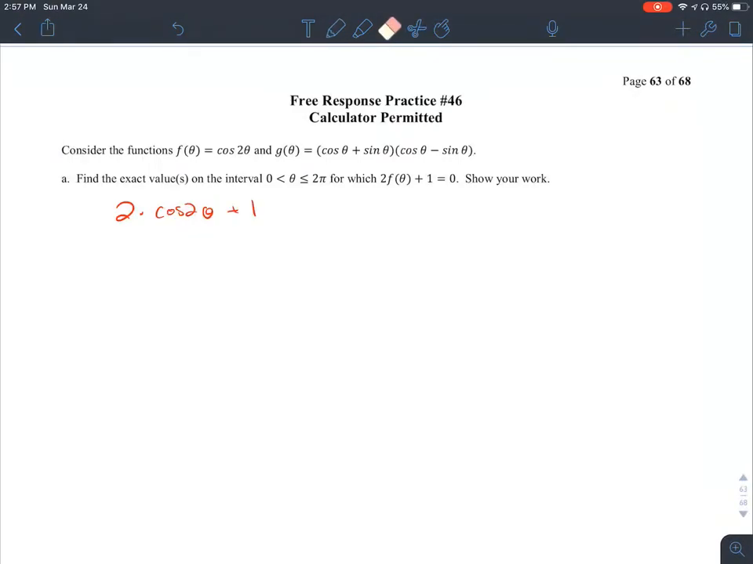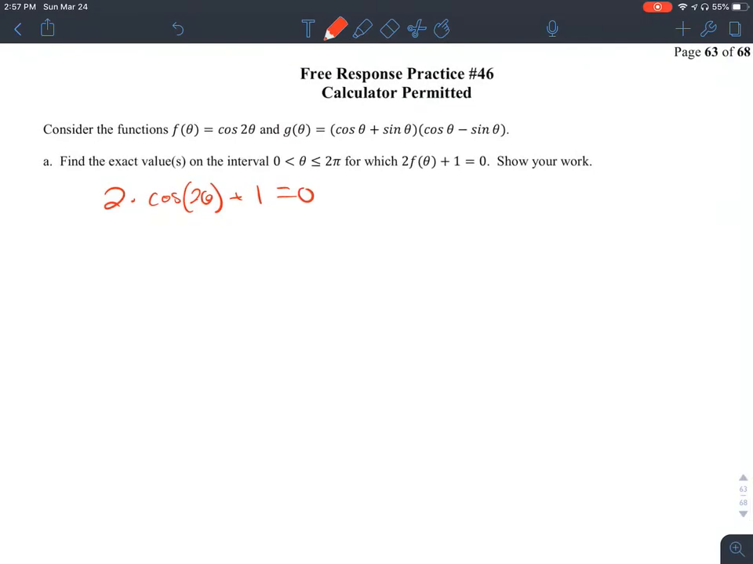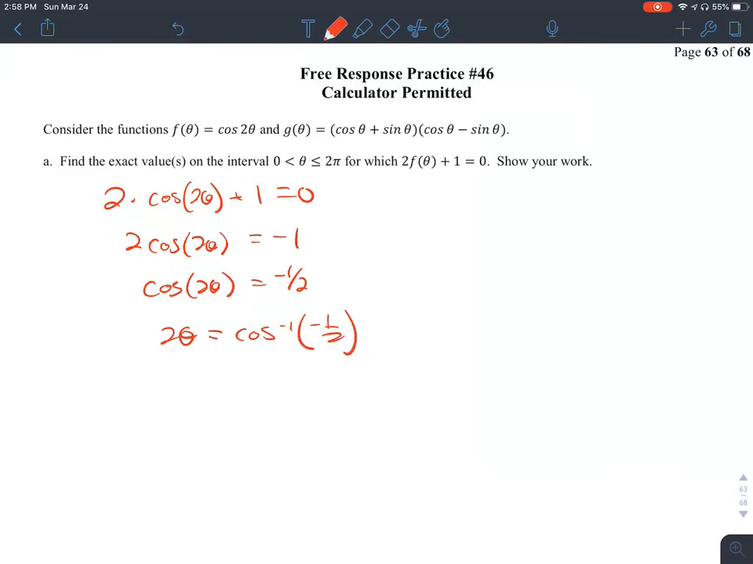Let's make sure that I've written this in a way that this is the angle 2 theta, plus 1 is equal to 0. All right, well, let's see. If we were to subtract 1 from both sides and then divide by 2, we would get cosine of 2 theta is negative 1/2, which means that 2 theta is cosine inverse of negative 1/2.